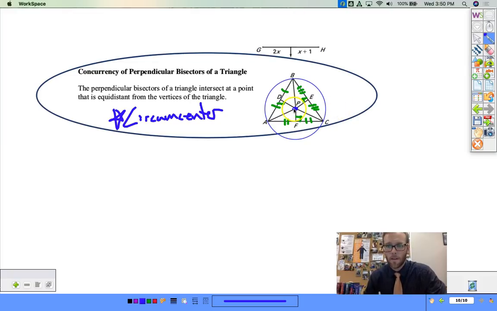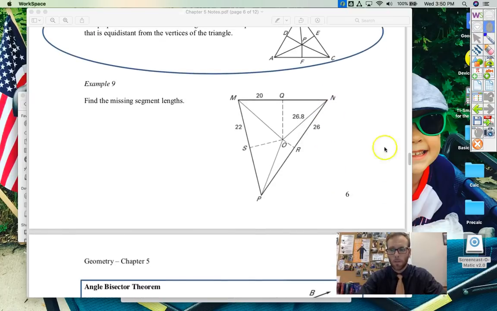Now, if it's the center of the circle, we know that the radii of the circle are all congruent, and we're going to use that word equidistant again because we're talking about perpendicular bisectors. So all of these segments that I'm going to make blue, this one, and that one, are all the same length. Very neat. We're going to look at that more in class soon. Last example to finish up our video.